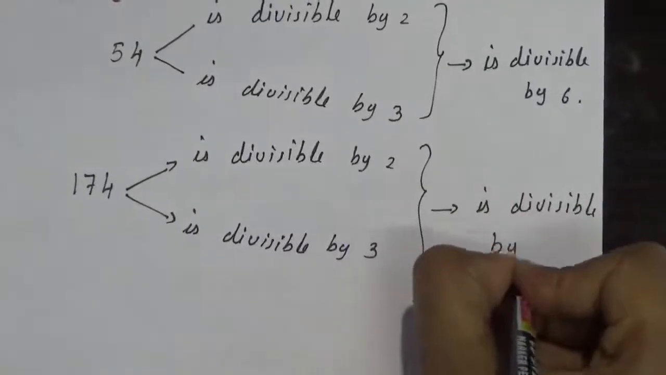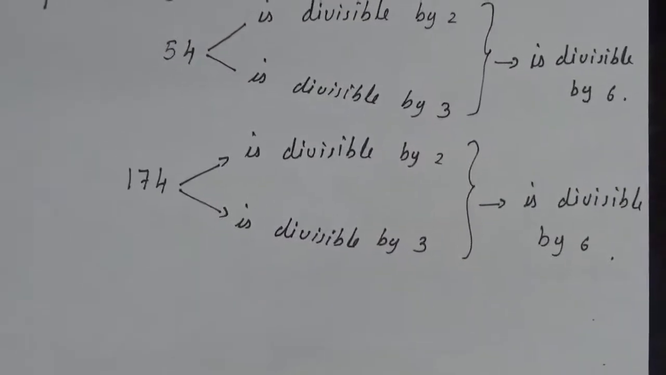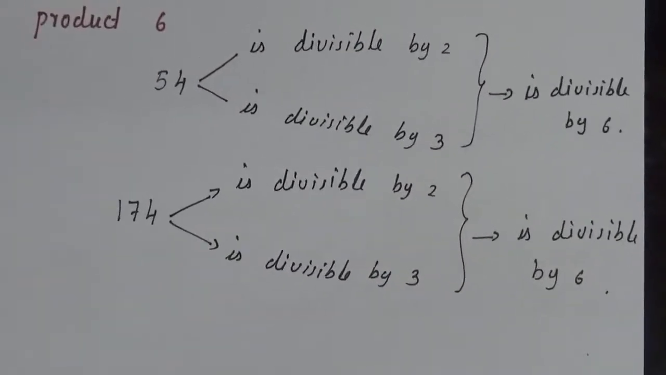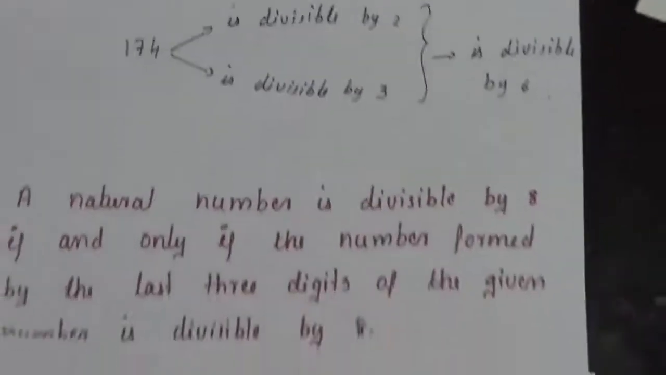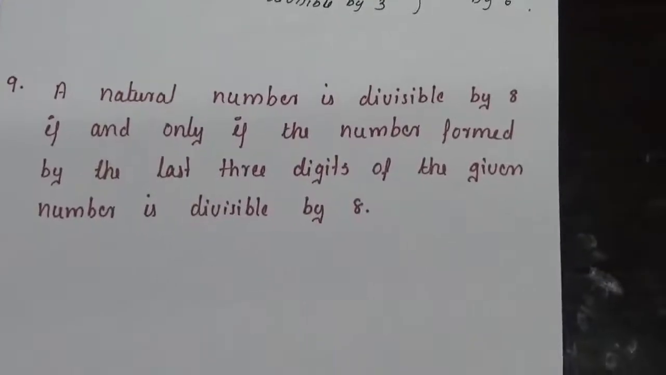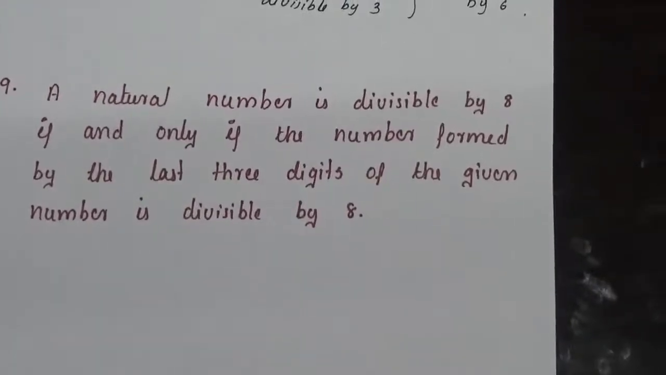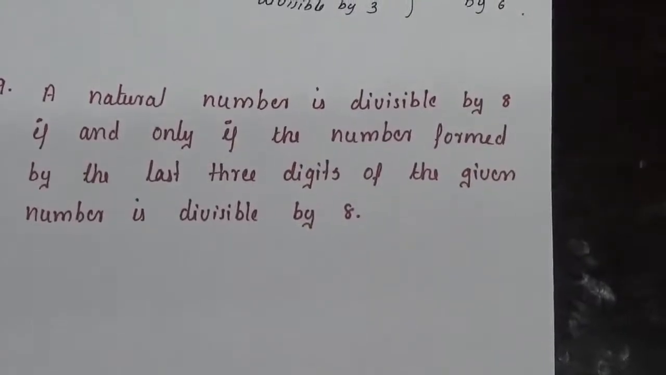So that is the divisibility rule for 6. That is, if a number is divisible by 2 and 3, then it is divisible by 6. Next we have the divisibility rule for 8. That is, a natural number is divisible by 8 if and only if the number formed by the last 3 digits of the given number is divisible by 2.